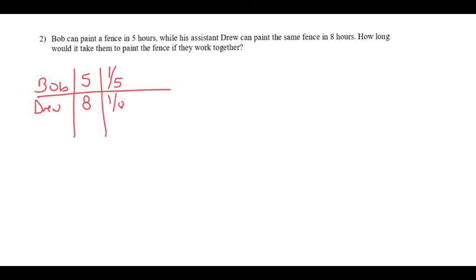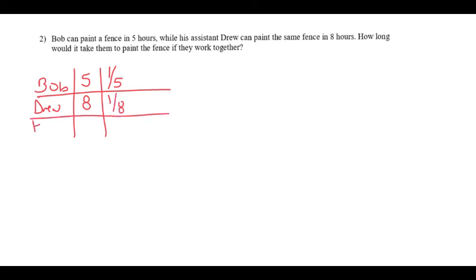All right, we have our last one here, and this is Bob can paint a fence in 5 hours, while his assistant Drew can paint the same fence in 8 hours. How long would it take them to paint the fence if they worked together? So we're going to start off, we have Bob first. And we know that it takes him 5 hours, or for total time, in part of an hour, it would be 1/5 of the fence can be painted in an hour. We have Drew. It takes him 8 hours, or for 1 hour, he can paint 1/8 of the fence.